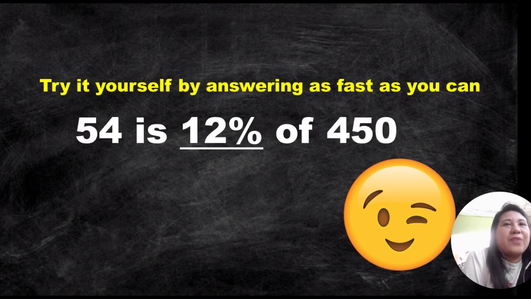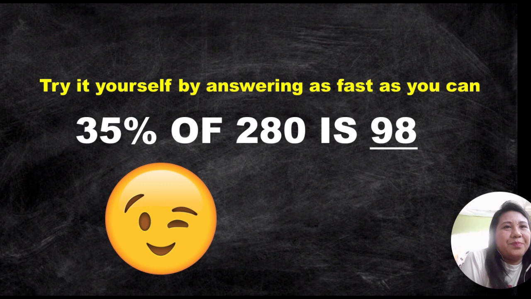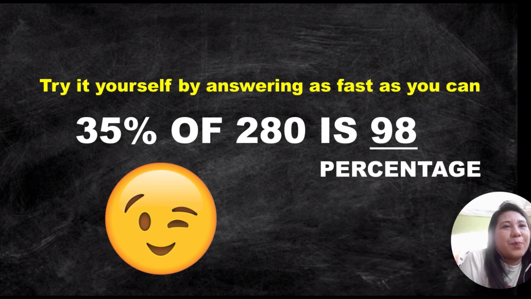Another. 54 is 12% of 450. The underlined digit is 12%. What is 12%? Very good. That is your rate. Another. 35% of 280 is 98. The underlined digit is 98. So what is 98? Very good. Percentage.